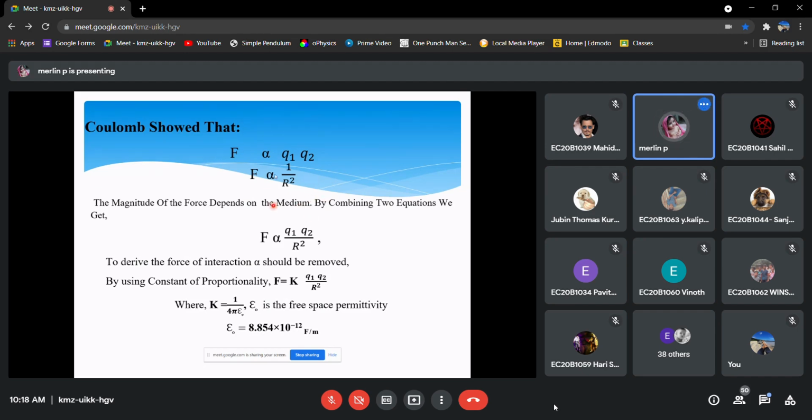So we have combined, Coulomb has combined the force equations. He had derived two equations initially, and then he combined them. Combining them, he told us force is directly proportional to the product of the charges and inversely proportional to the square of the distance between them. He combined and made the equation like this.